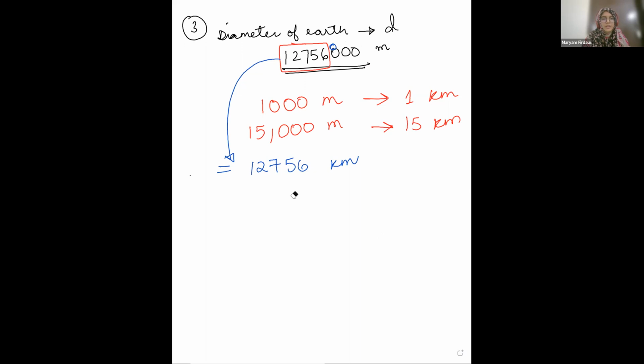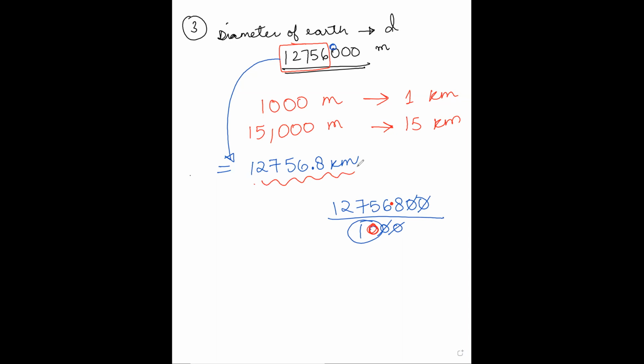127568000 is equal to 12756.8 kilometers. You know why? Because you are dividing it by 1000, right? So these two zeros get cancelled and you are left with the 8. With this 8 you put the decimal point over here. That's why you have this. Is it clear now? But why didn't we put a decimal point before 6?